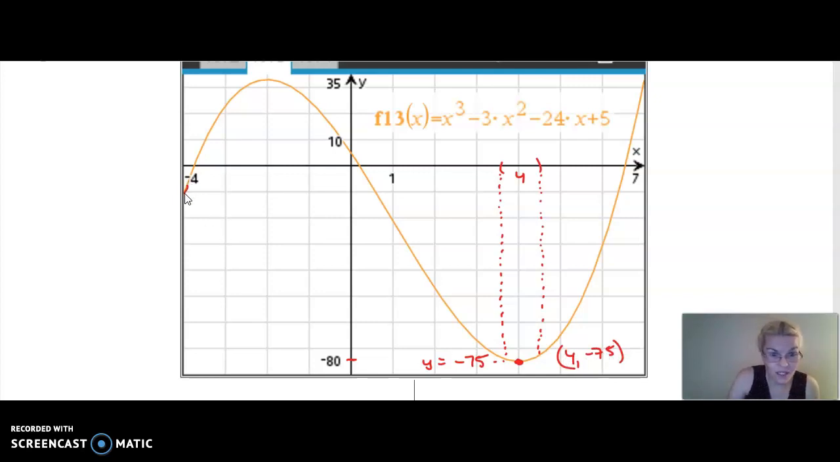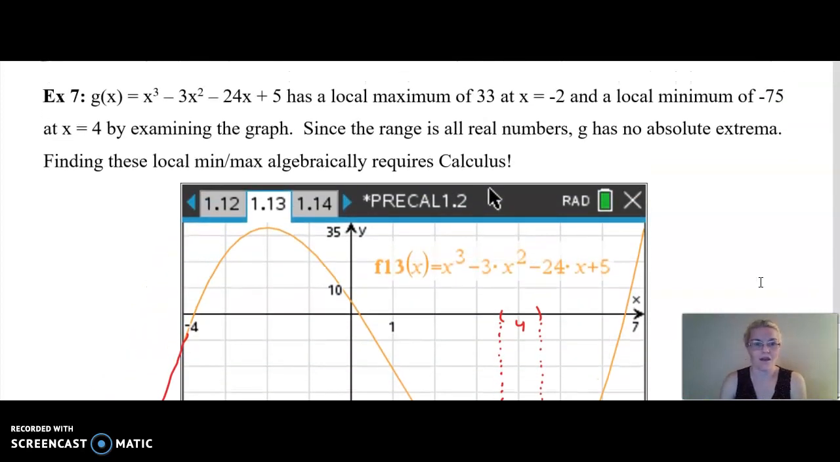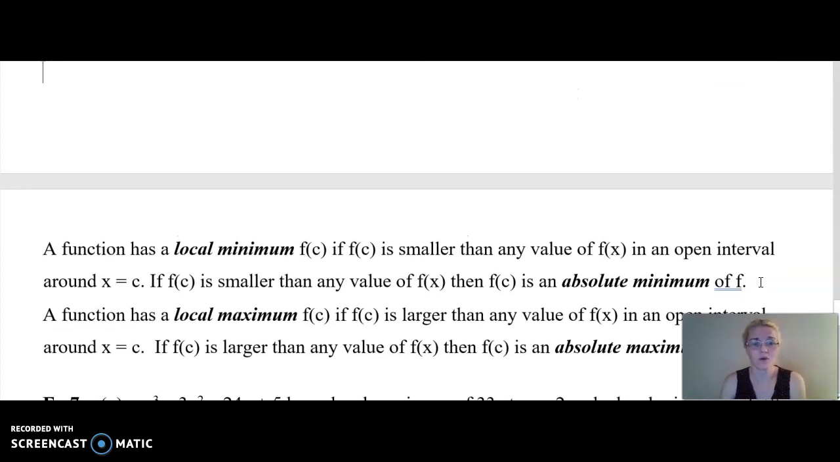Now again, if you were to continue drawing this graph out, it keeps going. So there's definitely y values that are less than -75, but not around 4. That's what we mean when we're talking about that small interval. All right, so that's a local minimum.